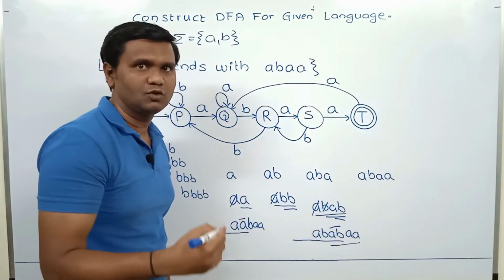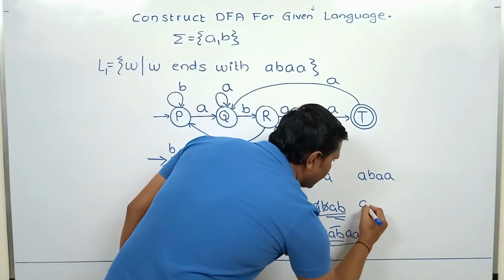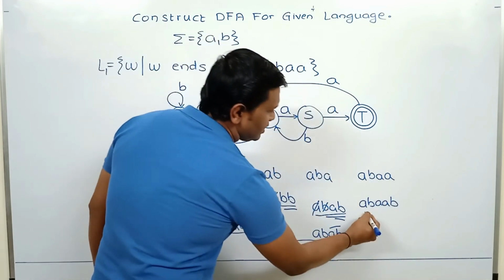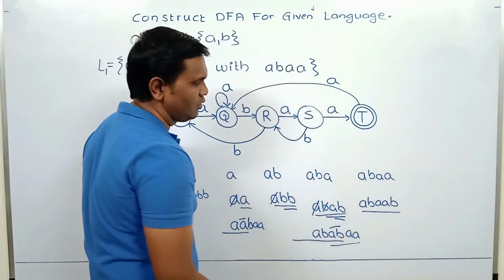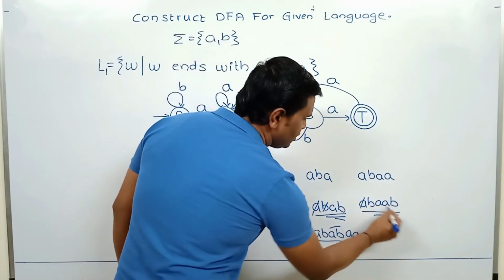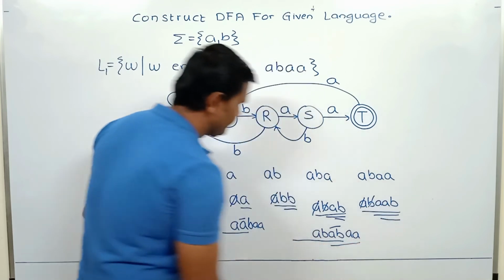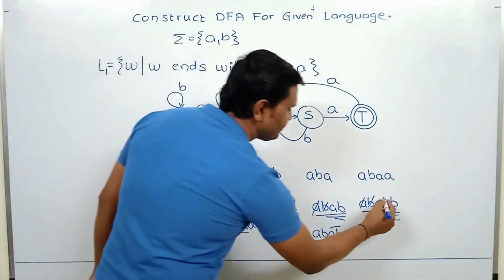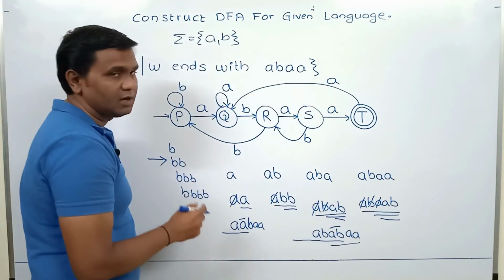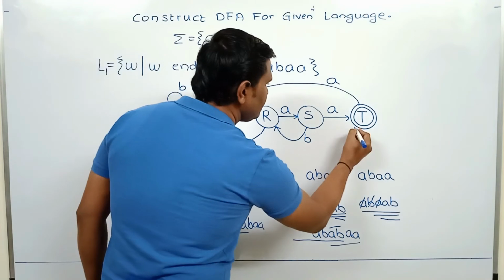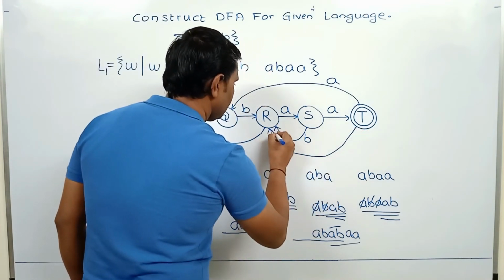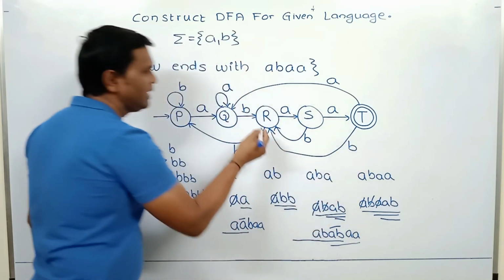Now we have to handle the transition of B. So we have ABAA and B comes. Now no state remembers 5 symbols. From left remove 1. BAAB, there is no such state. AAB, no such state. AB, yes. AB is remembered by state R. So from T on B, we come back to state R.